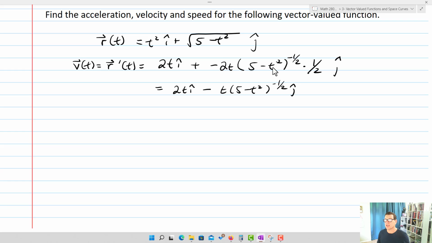If we want to know the particular velocity at a particular point, all we've got to do is plug in our t's, right? We figure out whatever t is, or say, hey, find it at 3 seconds or 5 seconds, okay? And we can go in and figure out what that velocity is.